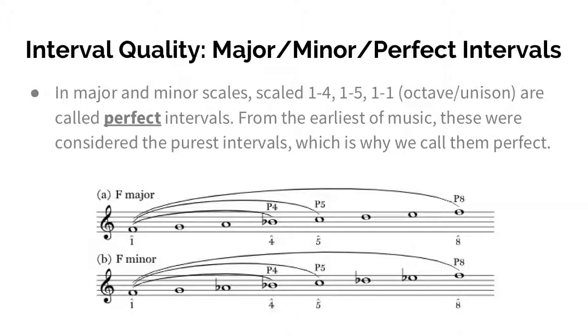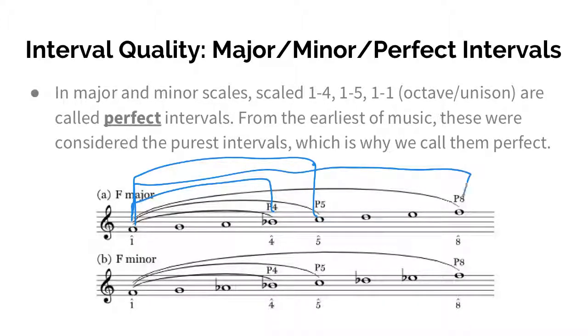In major and minor scales, scale degrees 1 and 4, 1 and 5, and 1 and the octave, or unison, 4th, and 5th, are called perfect intervals. From the earliest time of music, these were considered the purest intervals, which is why we call them perfect. If you look in both F major and F minor here, between scale degree 1 and 4, it's a perfect 4th, and scale degree 1 and 5 is a perfect 5th, and between 1 and the octave is also perfect. And as you can see down here, same letter names in the minor key.